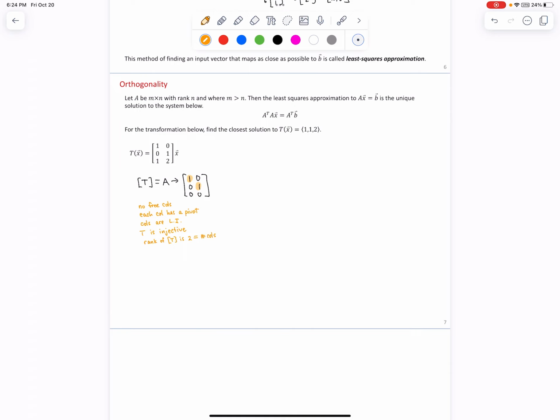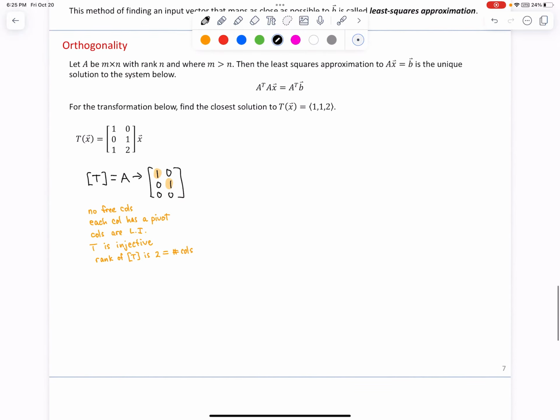Now we had to have more rows than columns because if we had the same number of rows and columns, and they were independent, and the rank was 3, the number of columns, then the range would be all of R3. So there would be no vector not in the range. And if we had more columns than rows, then such a transformation cannot be injective because there will be guaranteed to be at least one free variable. Okay, so once we are convinced that the conditions are met, then we can use this formula with the transposes.